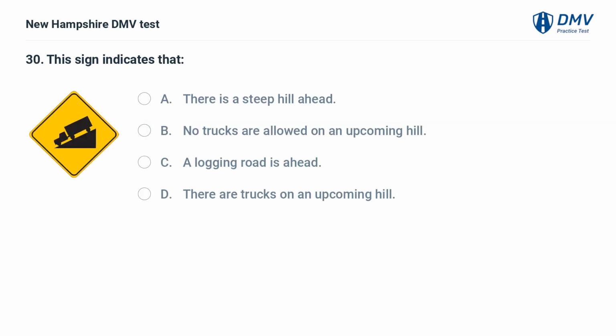This sign indicates that A. There is a steep hill ahead. B. No trucks are allowed on an upcoming hill. C. A logging road is ahead. D. There are trucks on an upcoming hill.